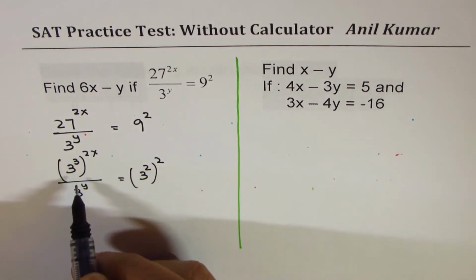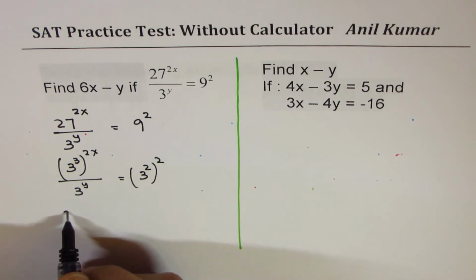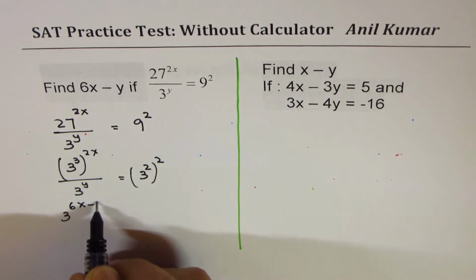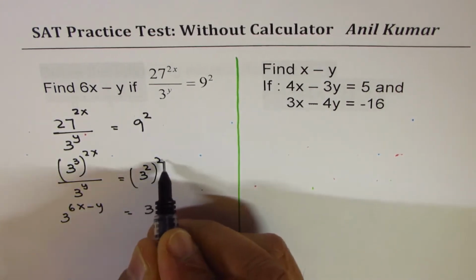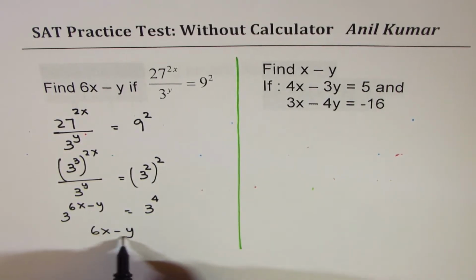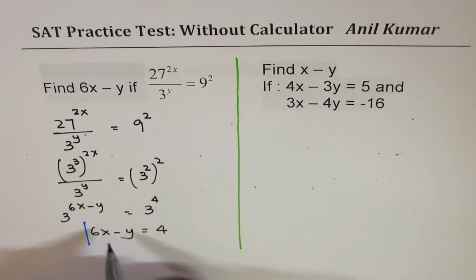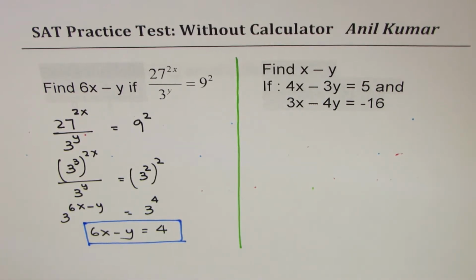Now applying the rules for exponents, we get 3 to the power of 3 times 2, 6x minus y, since this is in the denominator, equals 3 to the power of 2 times 2, which is 4. And so we get our result: 6x minus y is equal to 4, correct? So that is the solution for such a question. You don't have to really solve for x and y and then do x minus y. So I hope the concept is clear.